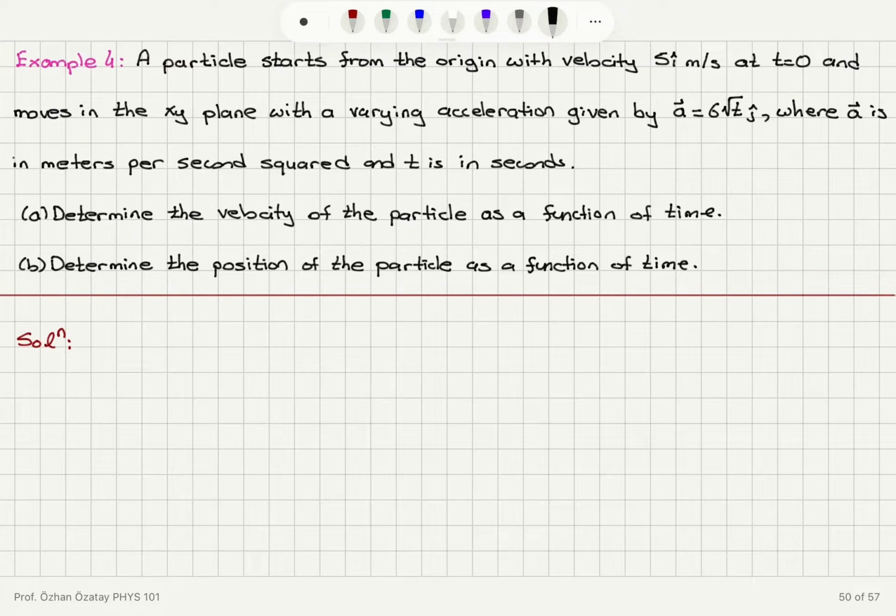Determine the velocity of the particle as a function of time. Determine the position of the particle as a function of time.